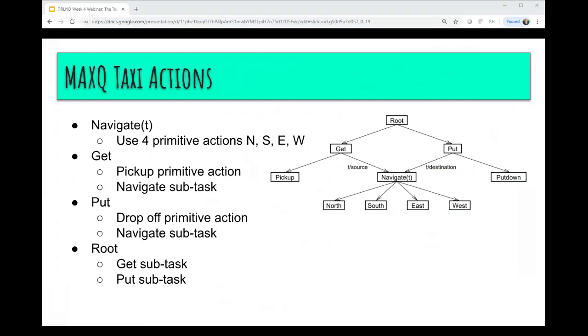And the root task just has 2 actions to it. They're both high-level tasks. There are no primitive actions in this root task. They're simply the get subtask and the put subtask. So it can either take an action to get a passenger, which means navigate to where the passenger is and pick him up, or a put subtask, which is navigate to where the passenger wants to be delivered and then drop him off.